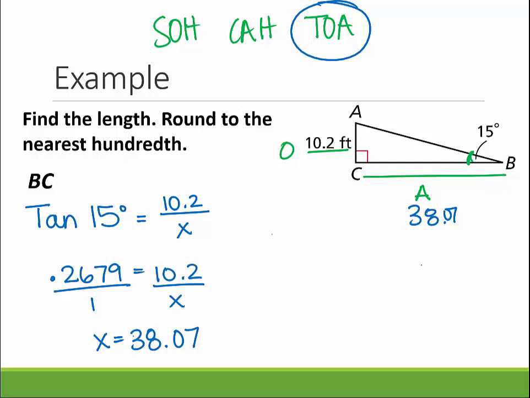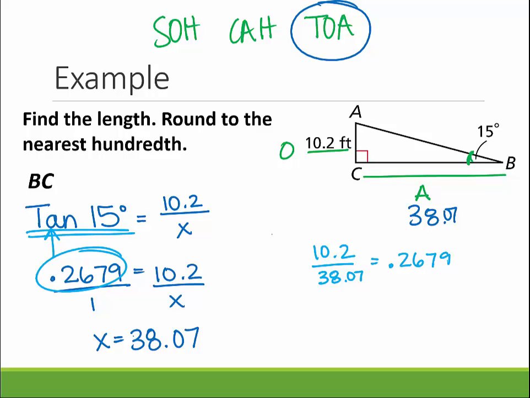So that's this length right here, 38.07. And you can check this because the ratio of these side lengths, opposite over adjacent, is 0.2679, and that's what we said the tangent of 15 degrees was. So remember, when you see this, the tangent of 15 degrees, and you plug that in your calculator, you're just getting a ratio. And it can be any mix of sides that end up with that ratio as long as they divide to get that.